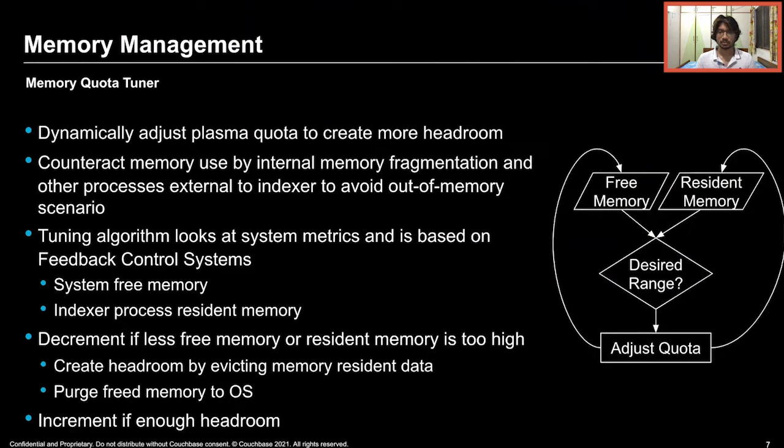The memory quota is tuned by looking at system metrics, and the algorithm is based on feedback control systems. The metrics which the tuner looks at are the system free memory and the indexer process resident memory. If the tuner finds that there is less free memory, or if the indexer process memory is too high, then it will decrement the quota. This results in creation of headroom by evicting more resident data. Additionally, during the step, retained freed memory is forced back to the OS. On the other hand, if there is sufficient headroom, then the quota will be incremented slowly back to its original value.